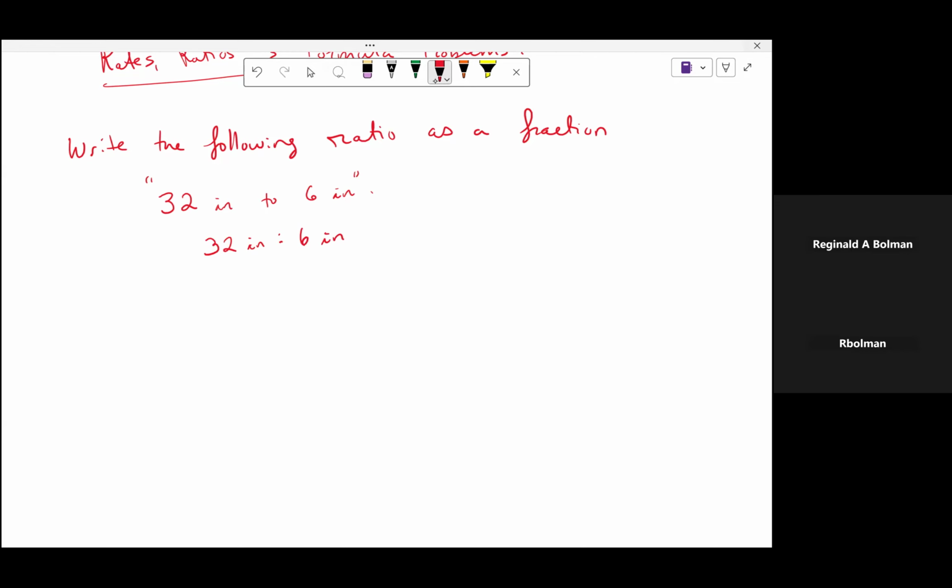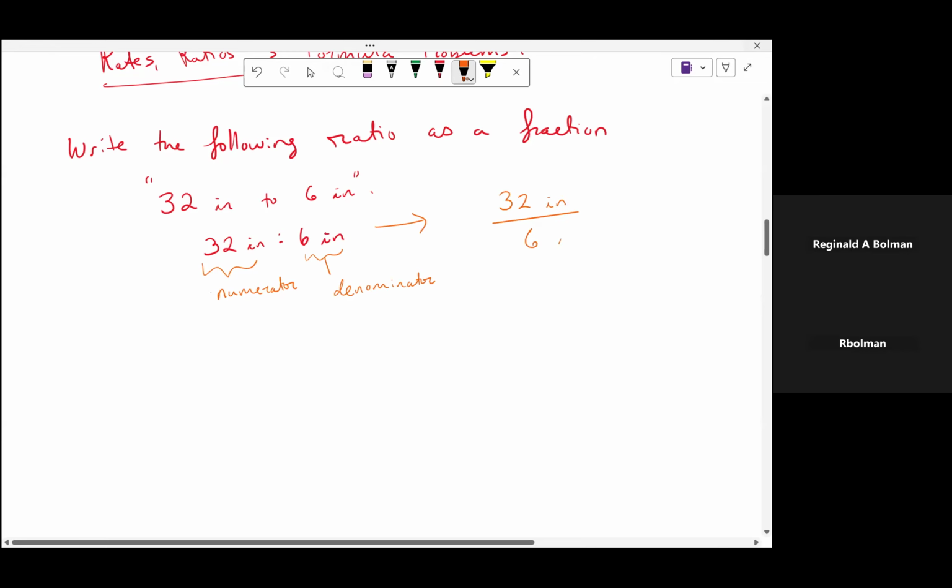All right, so all we have to know in order to complete these problems is that the numerator of the fraction that we're trying to identify is represented by the numbers that are to the left of the colon. So this 32 inches is in fact the numerator of our fraction, and the denominator of our fraction will be everything to the right of the colon. In this instance, we have 6 inches in our denominator. So we've got 32 inches on top, 6 inches on bottom.